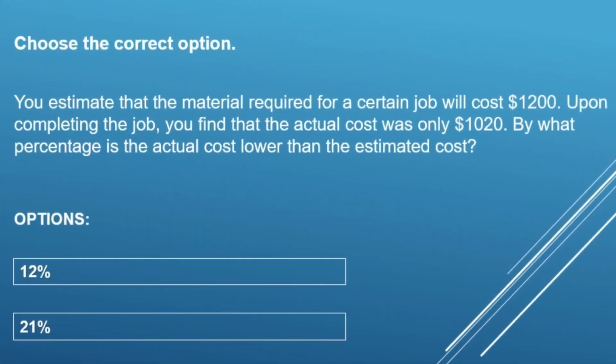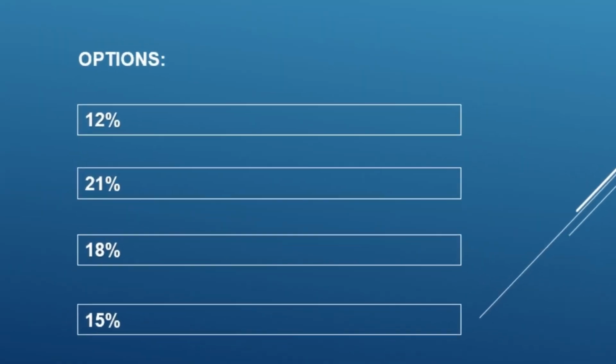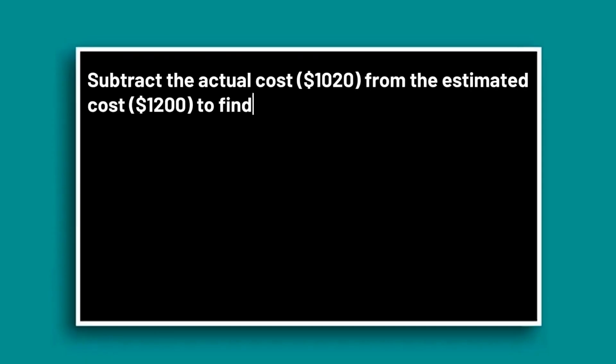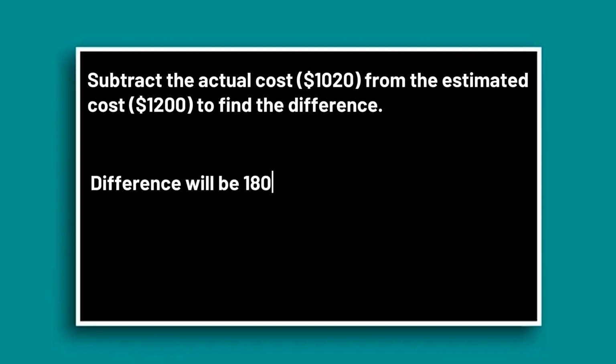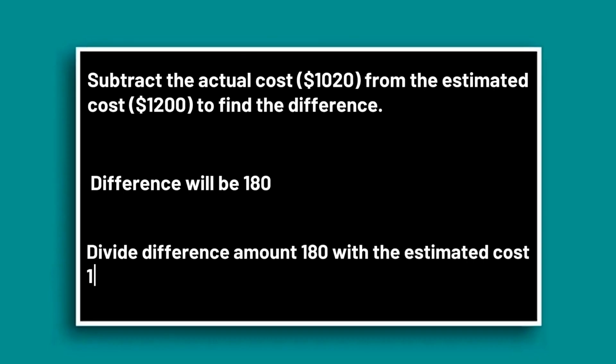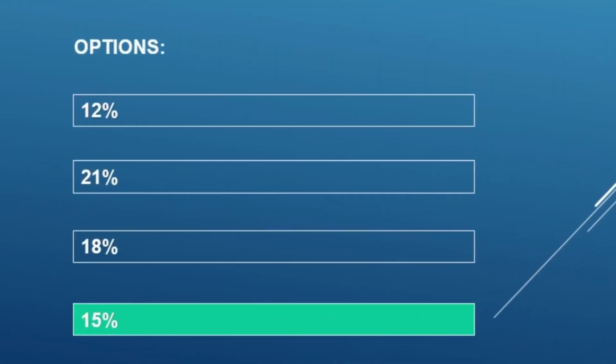You estimate that the material required for a certain job will cost $1,200. Upon completing the job, you find that the actual cost was only $1,020. By what percentage is the actual cost lower than the estimated cost? So in order to find out the percentage decrease, we need to subtract the actual cost, which in this case is 1,020, from the estimated cost, which was 1,200, to find the difference. After doing that, the difference will be 180. Now we must divide the difference amount, which is 180, by the estimated cost, which is 1,200. And if we multiply it by 100, we'll find the percentage decrease. So our answer would be 15%.